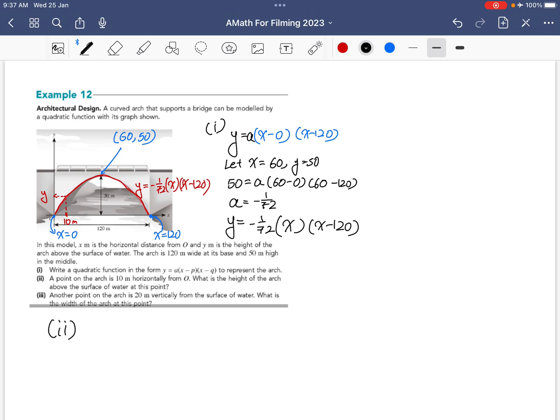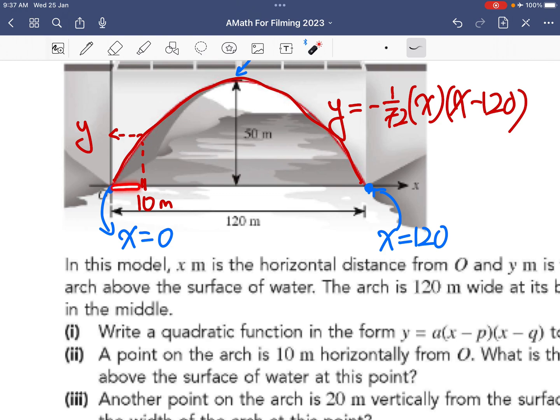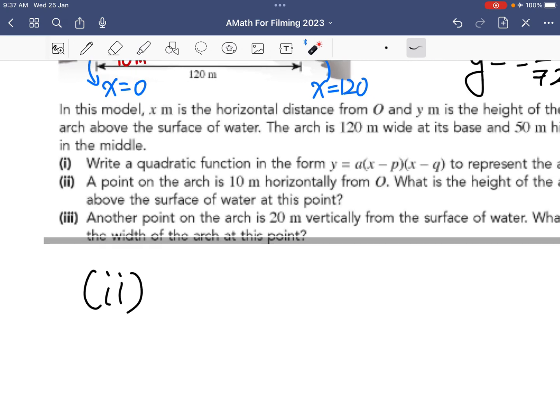Part 2 is this. If a point on the arch is 10 meters horizontally from O, what's the height of the arch? In part 2, what they're asking is this: the point is 10 meters, so my x value is 10. So what is the height of the arch, y? What I can do here is just substitute it into my equation.